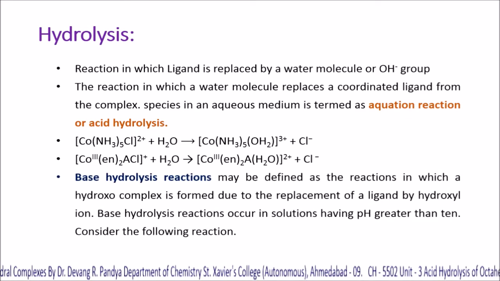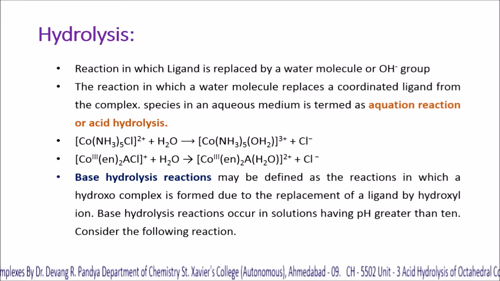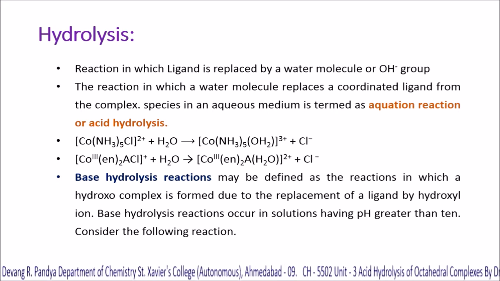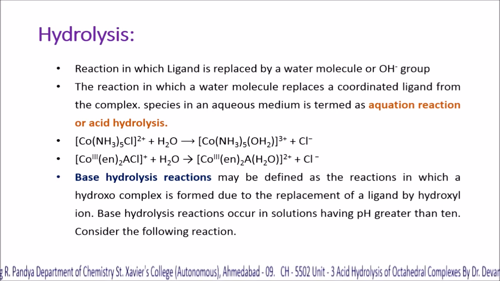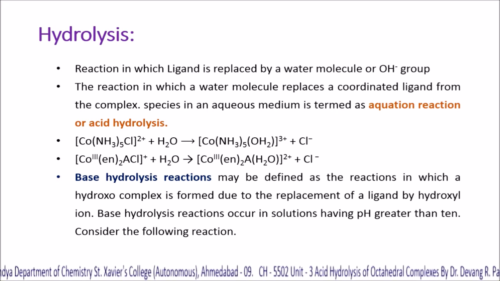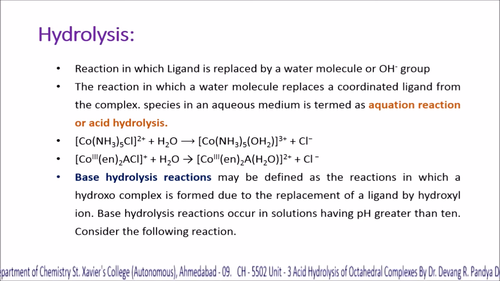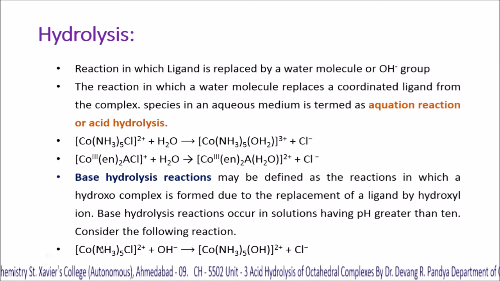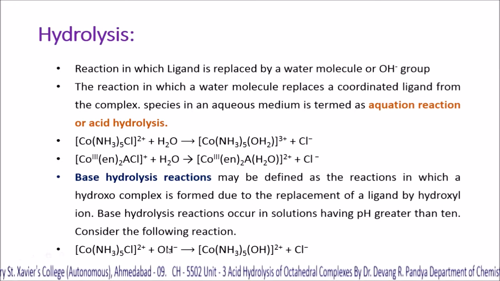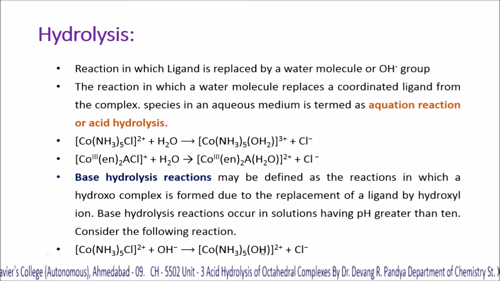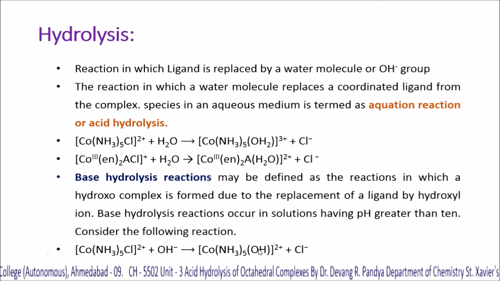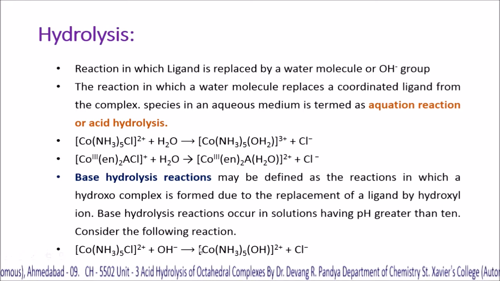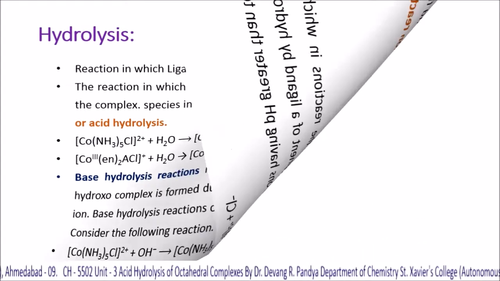A base hydrolysis reaction may be defined as the reaction in which a hydroxo complex is formed due to the replacement of a ligand by a hydroxide ion, and base hydrolysis reactions occur in solution having pH greater than 10. Considering this, we can get different kinds of reactions over here. This is the base hydrolysis reaction. You can see the chloride ligand is substituted by hydroxide ion and we are going to get the hydroxo complex, and this reaction undergoes at pH greater than 10, and as a result it is considered base hydrolysis.